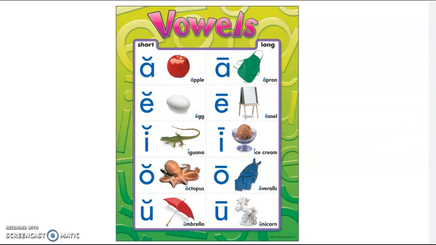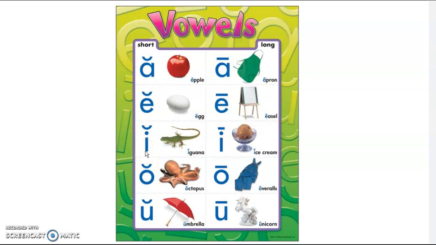So the vowels are A, E, I, O, and U. The short sound of the A sounds like a, apple, a. The long sound of the A says the A's name, A, apron, apron. The short sound of the E sounds like egg, egg. And the long sound of the E just says its name. It's going to say E, easel, easel.